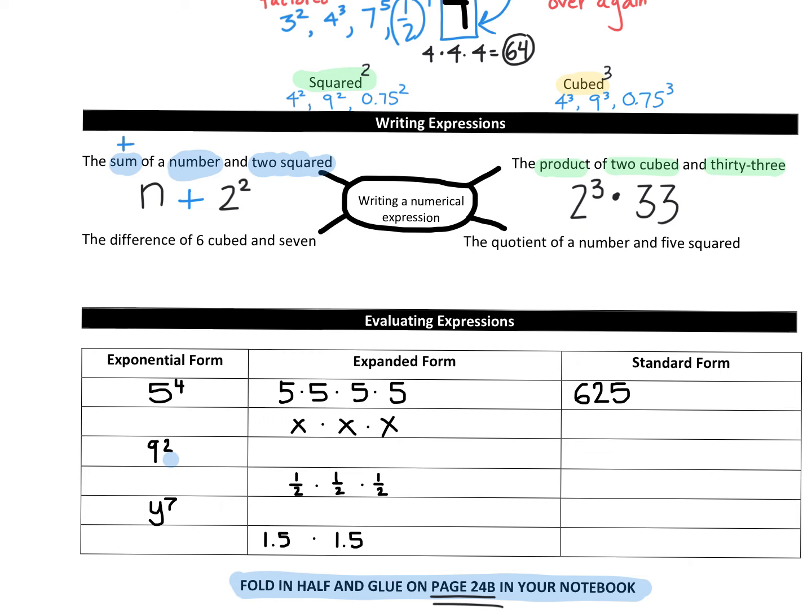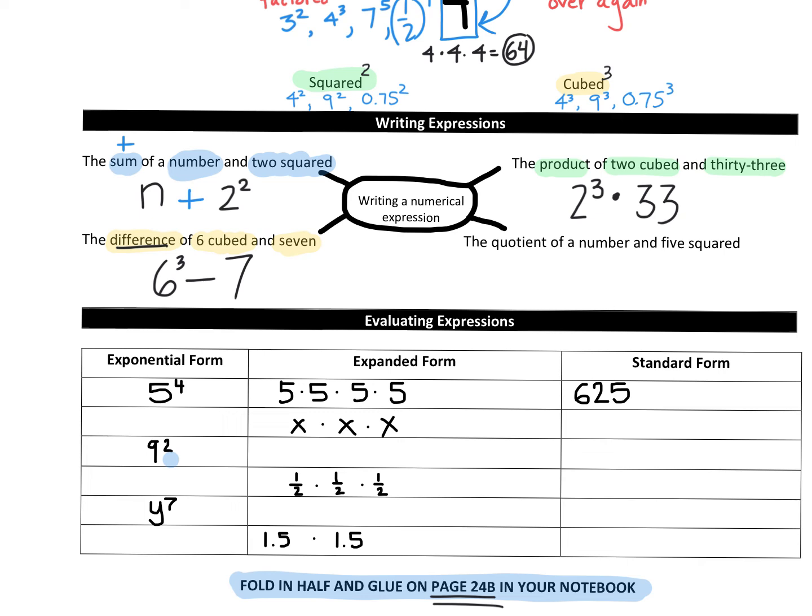We're not going to simplify them. We're just leaving them like that. Okay, get your highlighter again. Let's do another one. The difference this time, which means subtraction, of 6 cubed and 7. Okay, let's do it. So difference always means subtract, so let's put a subtraction sign. The difference of 6 cubed, so 6 to the third power, and 7.